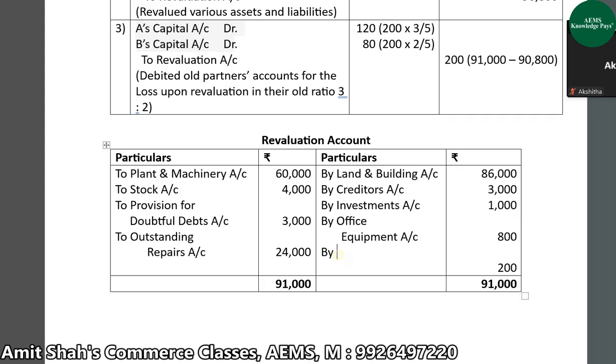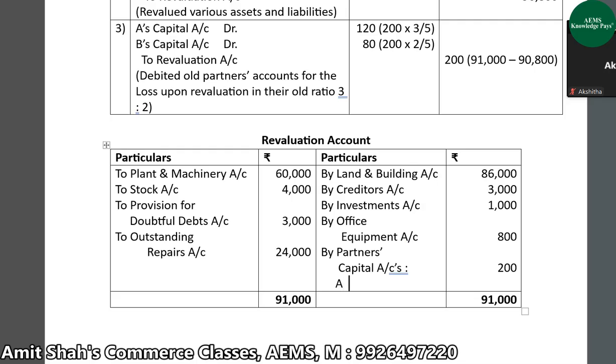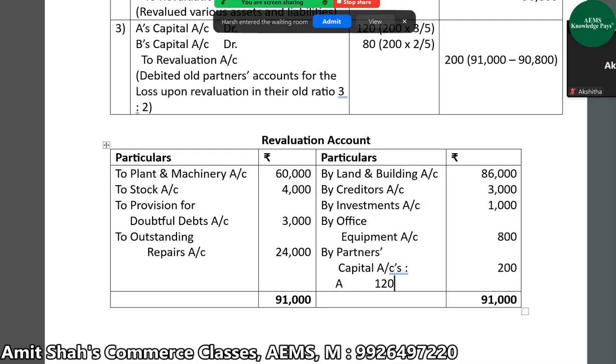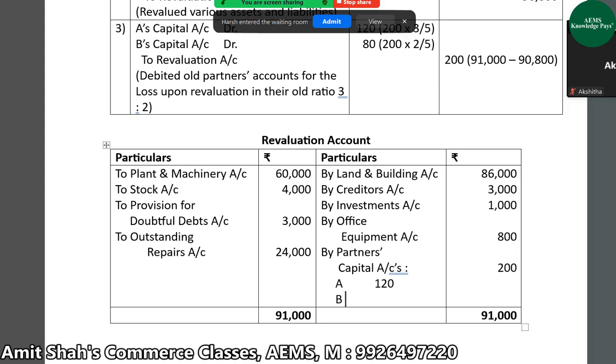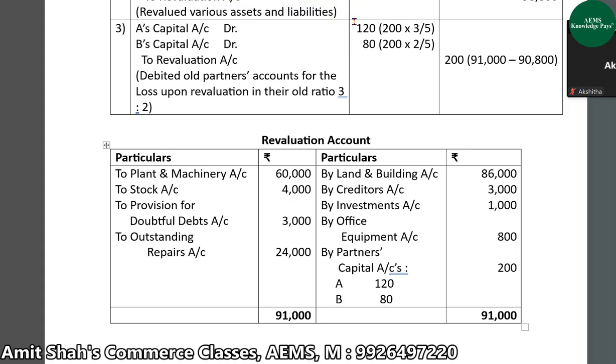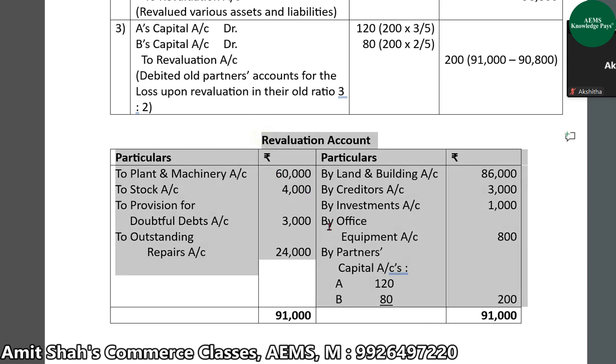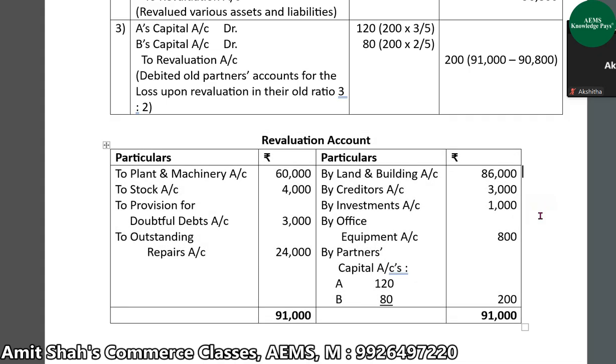So on the credit side of revaluation account, we will write by partners' capital accounts. A's capital would be debited by rupees 120 and B's capital would be debited by rupees 80, as we did it here. And this is how guys our revaluation account is also done.